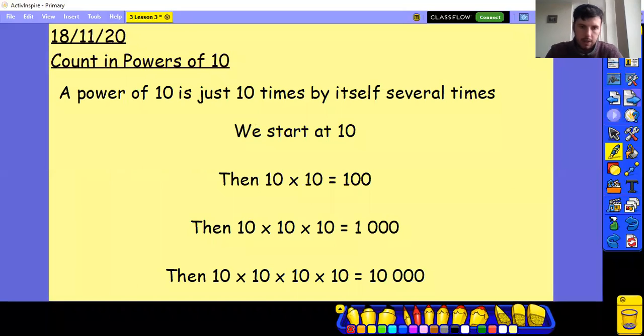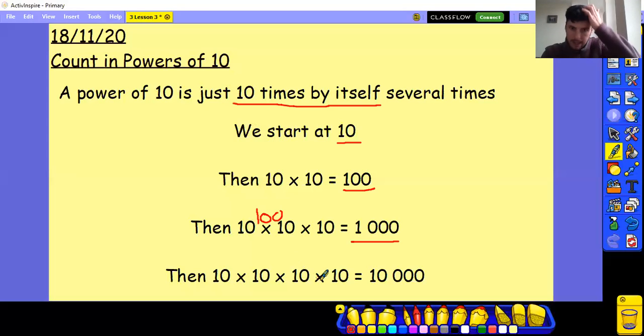So here, powers of 10. What are powers of 10? Powers of 10 are just 10 times by itself more than once. So we start at 10 and we go 10 times 10 equals 100, and times 10 again equals 1,000. And again here, 10 times 10 equals 100, times by 10 equals 1,000, and 1,000 times by 10 equals 10,000.